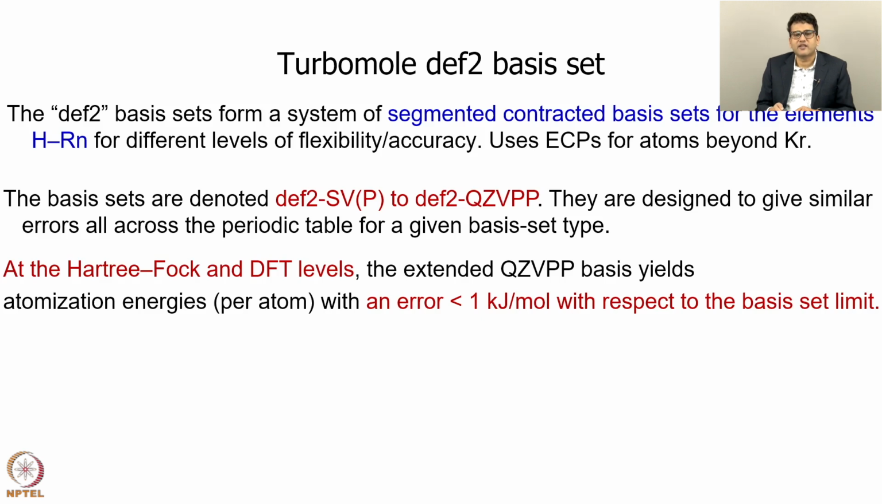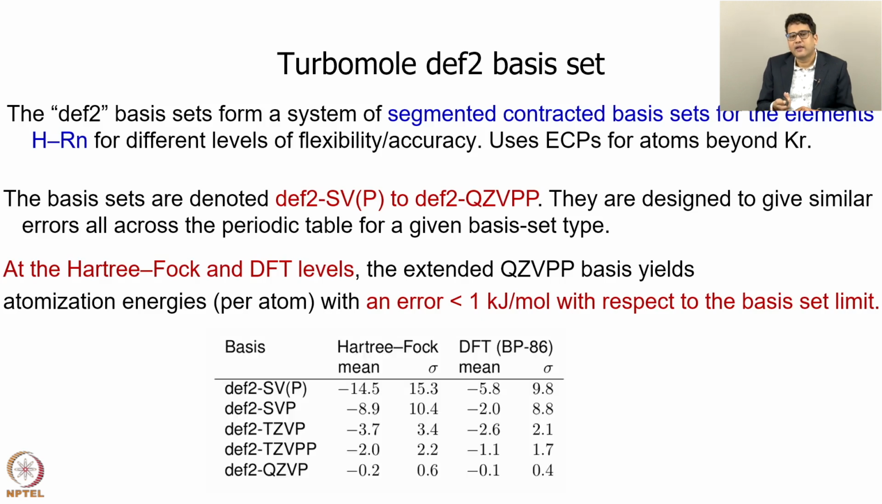So basically what this basis set serves is that in a smaller dimension it generally gives you very accurate answers. So this is the error in the atomization energy with respect to the complete basis set limit values. That means with a smaller dimension of the basis set you can also get very accurate results, and that is why these basis sets are very popular at the present time. So if you want to do Hartree-Fock or DFT calculation, it is advisable that you do this kind of basis set calculation.